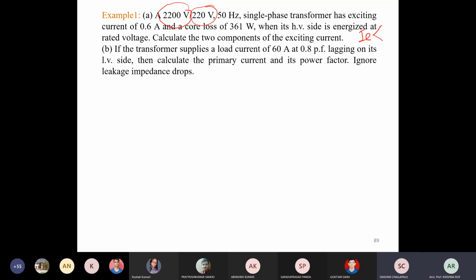IE has two components, one is IC, another is IM. So we have to calculate this IC and IM, while IE is given, core loss is given. Okay, so this is question number A.